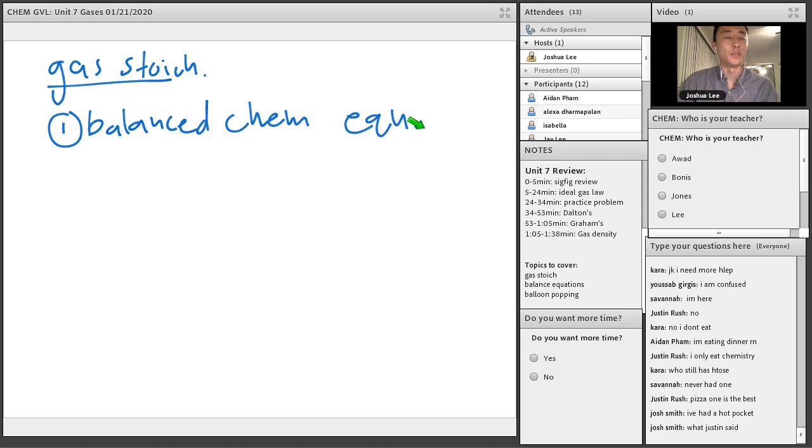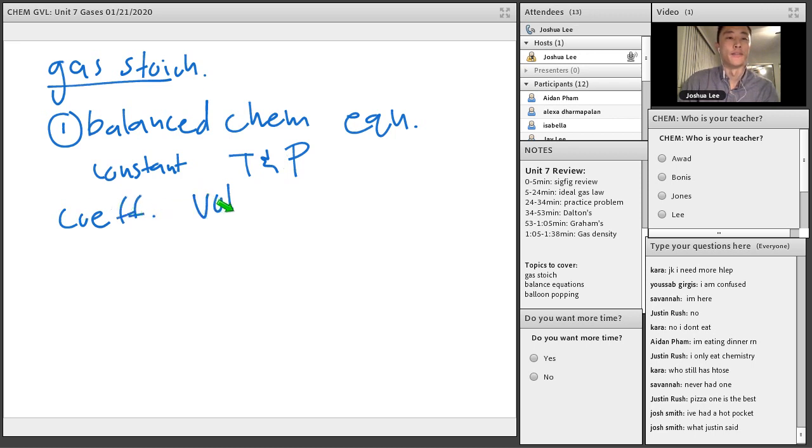Balanced chemical equation. Then if you're at a constant temperature and pressure, the coefficients can be used as volume ratios. So this one is a problem.